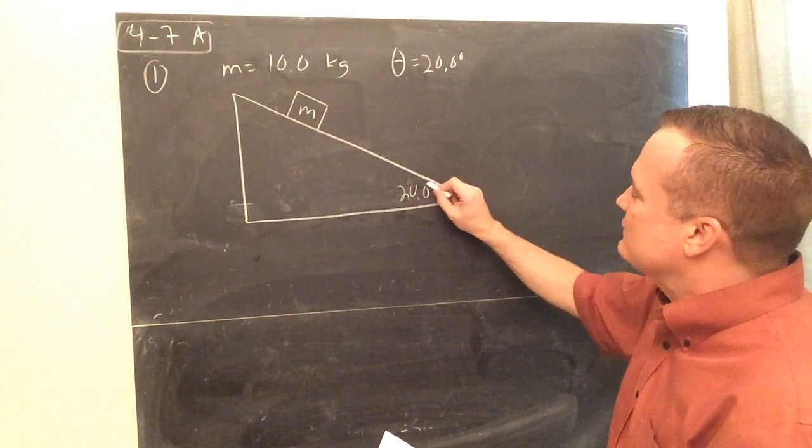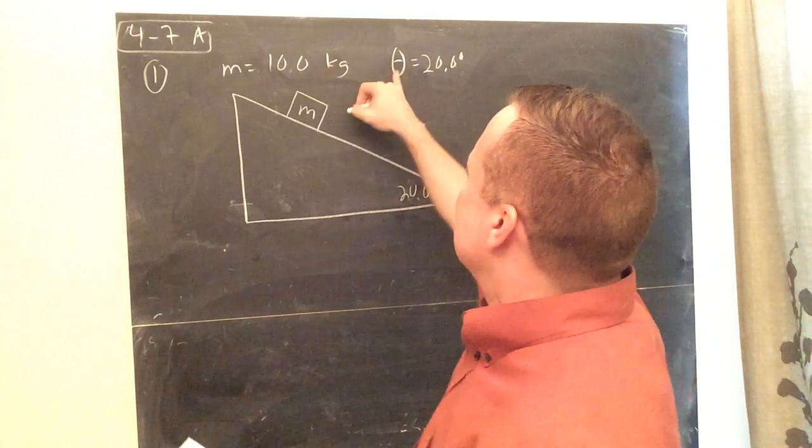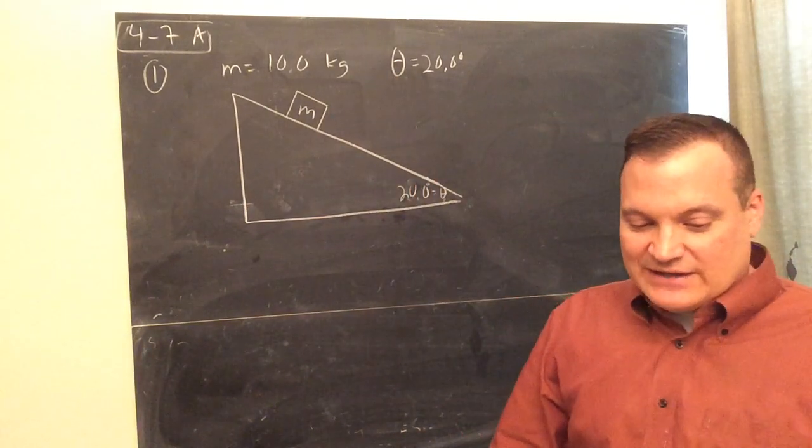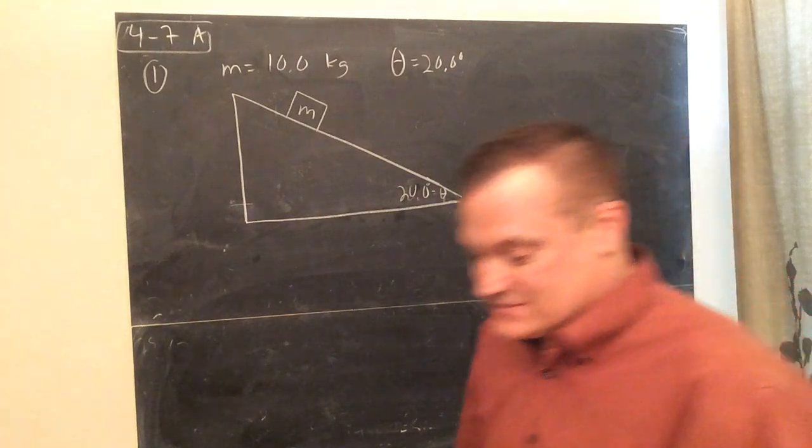I'll put 20 degrees. That equals theta. Theta is just a symbol for angle. All right, now here's the first question. Calculate the weight of the box in newtons.